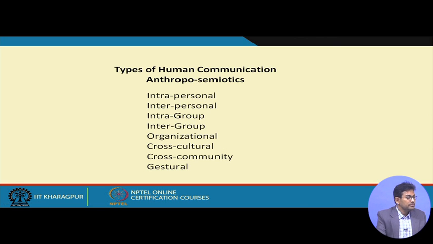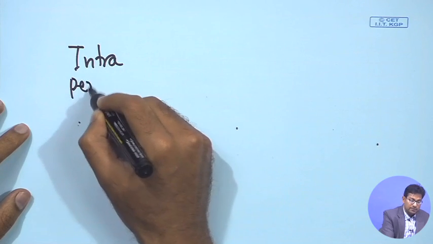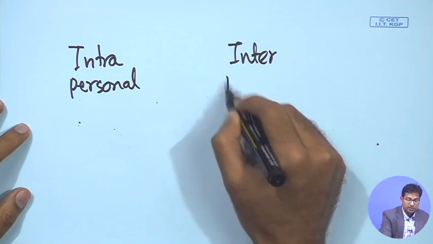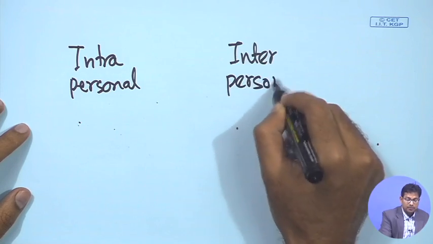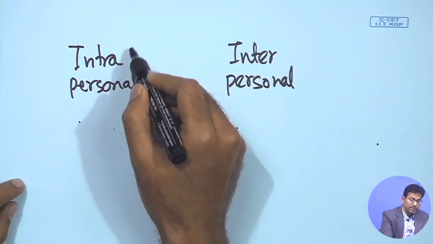Moving on to the next level, what are the different types of human communication? There are several types of human communication possible. The first one is intrapersonal and interpersonal communication. These are the first types which we encounter in our day-to-day lives.